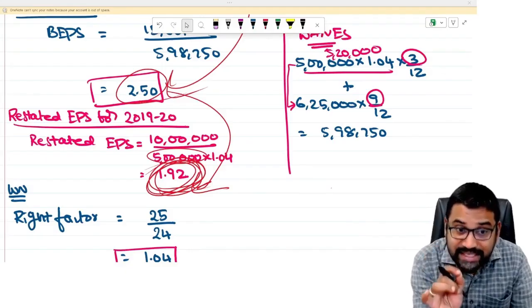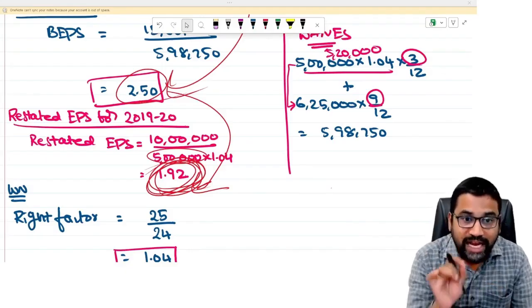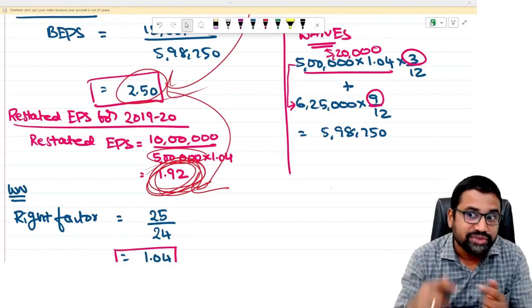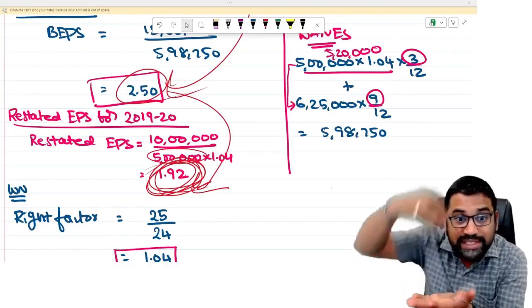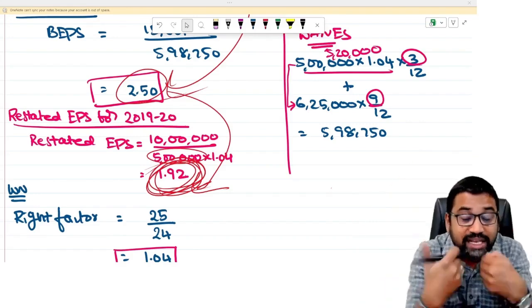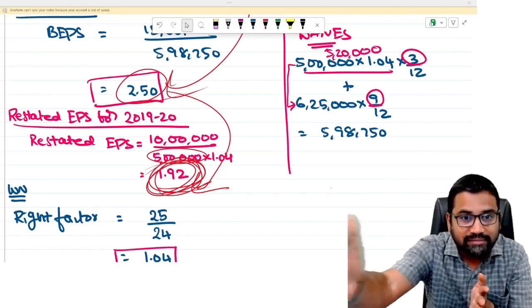So therefore that concession will have the bonus element that will increase your number of shares without having any corresponding increase in the profits. Therefore we assume that this bonus is there in the beginning of the last year, and last year's EPS we restate and we will compare.